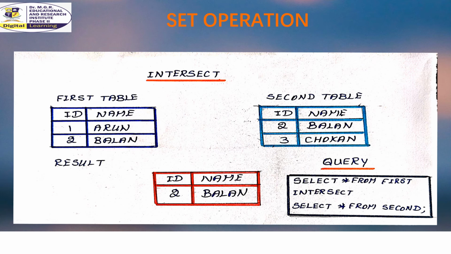That means intersect means common, that is, it will display those records which are common to both the tables. In our example, the record 2 Balan is present in the first table as well as the second table. So the result table has only one record, 2 Balan.